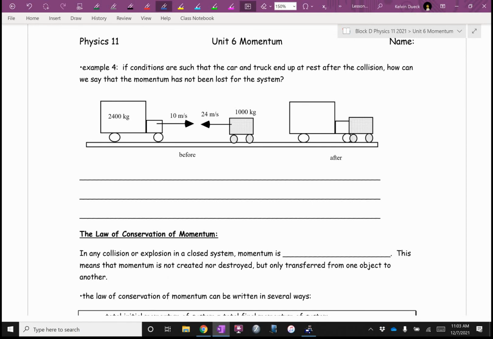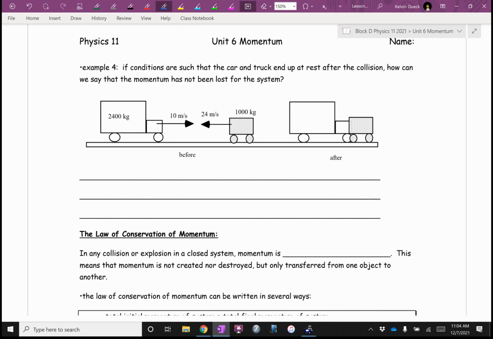Example 4 says this. If conditions are such that the car and the truck end up at rest after the collision, how can we say that momentum was not lost? Well, if they end up at rest, what's the final momentum of the truck if it's at rest? What's the final momentum of the car if it's at rest? So what's 0 plus 0? You know what the total final momentum was? You know what the initial momentum was? Has to be 0. Now, how can that be?